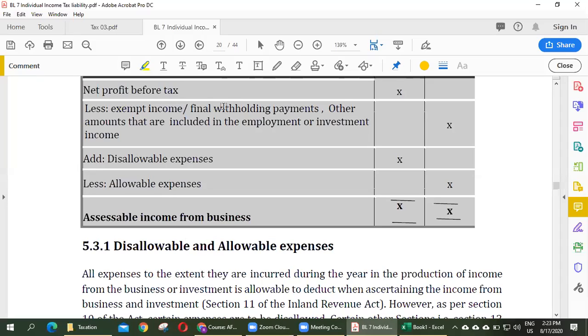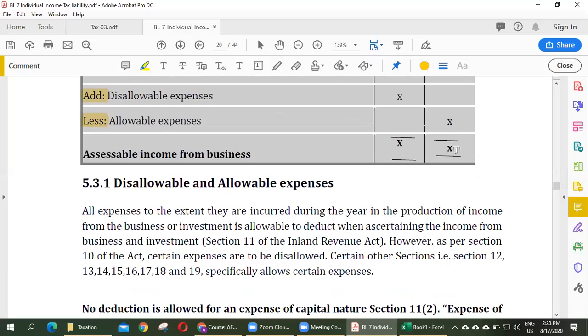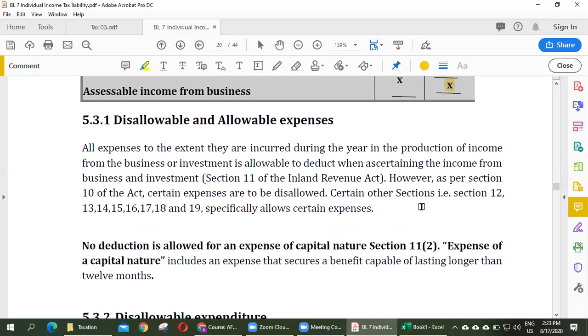Here, net profit is an accounting profit, and we have to add disallowable expenditures and less allowable expenditure. Then we will get income from business. Right, we will discuss about disallowable and allowable expenditure.